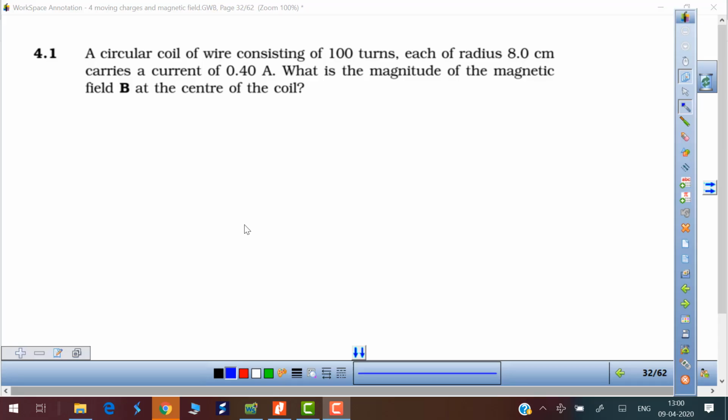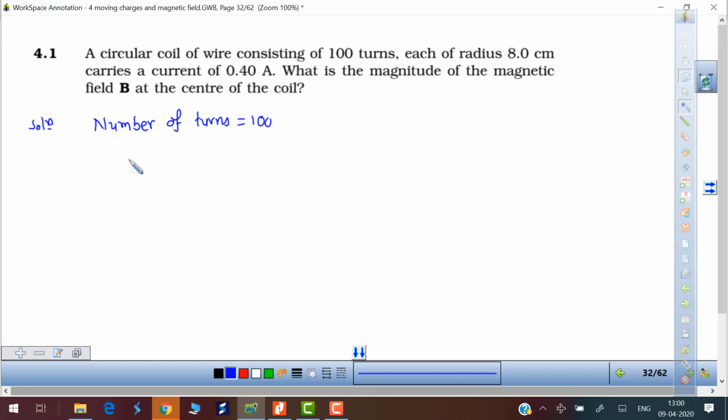So students, now we start exercise 4th lesson. A circular coil of wire consisting of 100 turns. So number of turns is equal to 100.